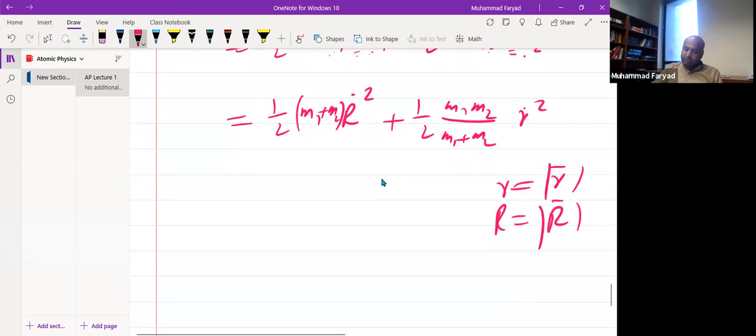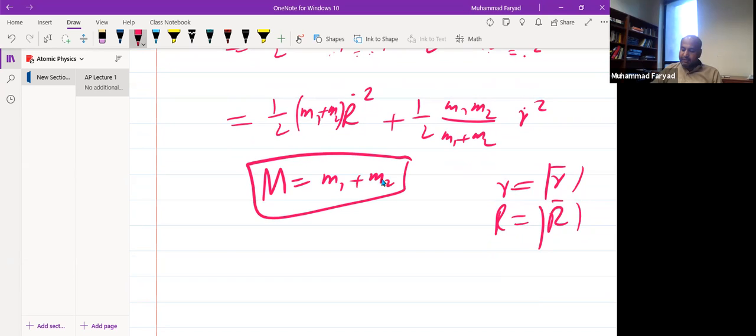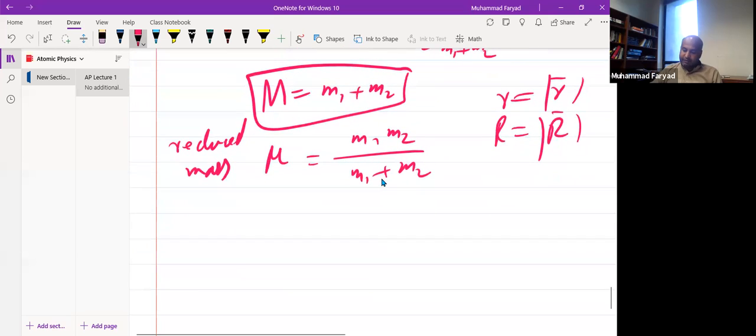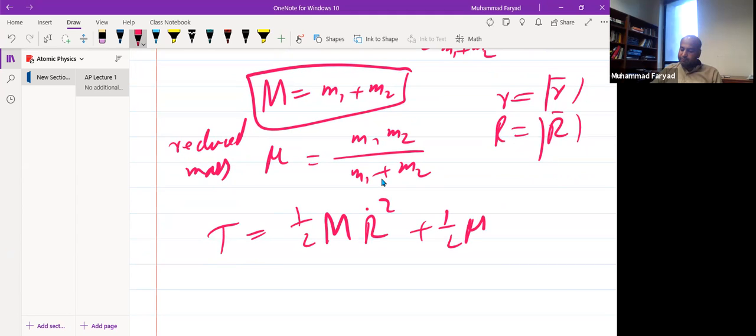So now let's introduce another notation. Let's say capital M is the total mass of the two particles, and we now introduce another term called reduced mass, mu, as the reduced mass of this system. And now we can write the kinetic energy as half M R dot squared plus half mu r dot squared.